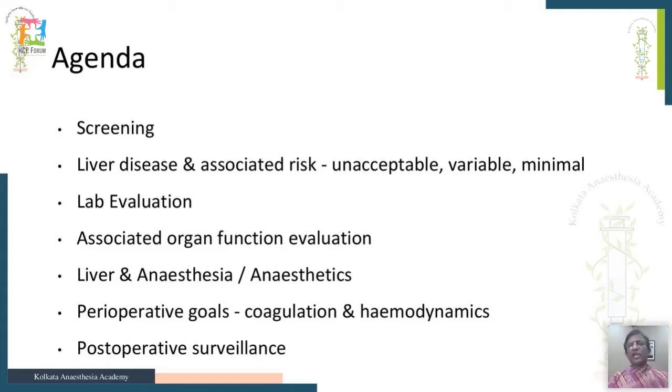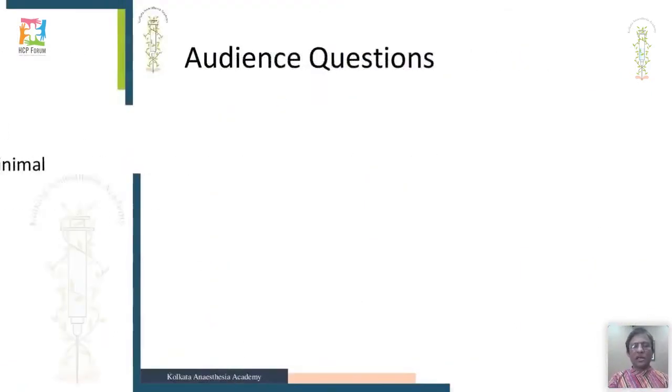How do we look at the associated organ functions and their evaluation? A little bit on how the liver affects the anesthesia and how the anesthetics affect the liver, and what are our perioperative goals, especially with emphasis towards coagulation and hemodynamic management. And finally, we'll wind up with the postoperative surveillance.